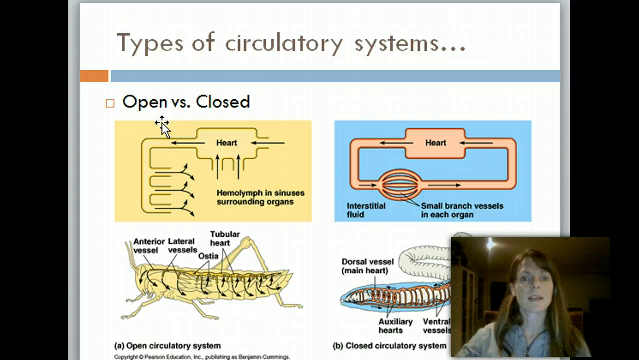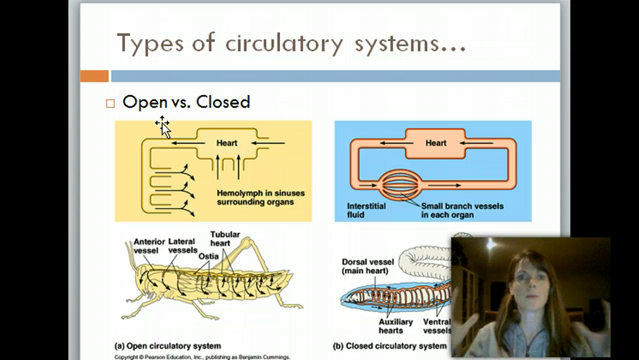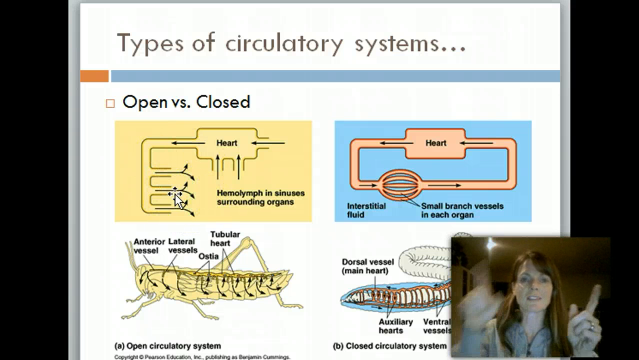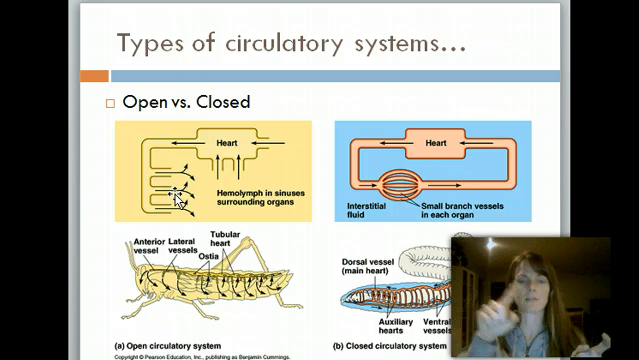So, before we get into that, there are two types of circulatory systems when we talk about animals as a whole. We have open versus closed. So an open circulatory system would be something like in maybe a cricket or a grasshopper, where basically you have the heart, but everything's kind of open-ended. Nothing's closed. It's not a circular kind of cycle.